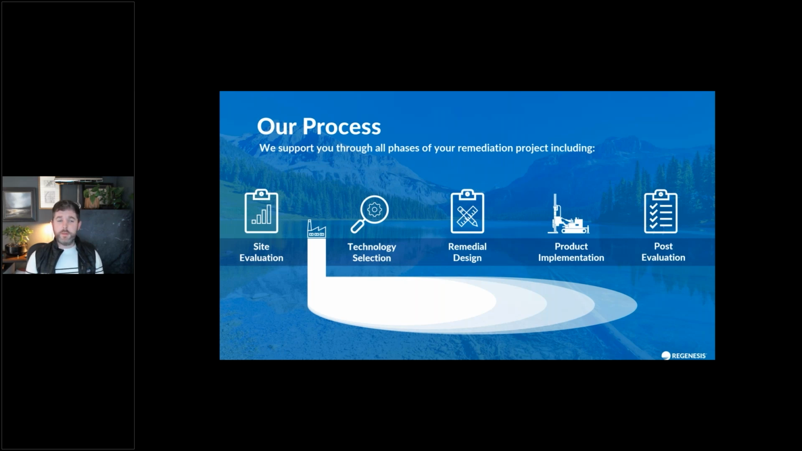Post-evaluation isn't something that we as a company do. It's pretty unusual for us to be taking samples to verify that our technologies are working. That's always done by a third party. But the sort of samples we do take and the readings that we do take is often around, has our technology been installed correctly? So that's what Sarah will be talking about.